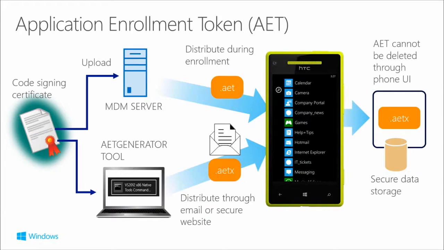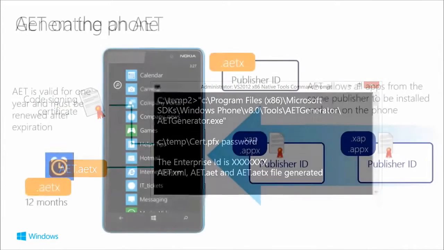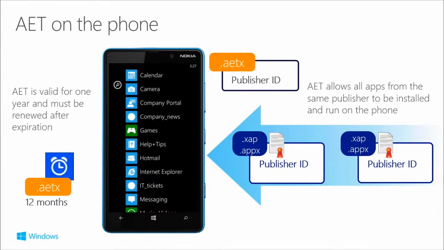So what you need on the phone is an application enrollment token. It's this little XML file with a signed publisher ID, which we use to check if the application can be run. You can distribute it through an MDM, or you can generate your own by using a tool which is installed with the SDK. And what happens then, every time you install an application, you sideload, we check if this publisher ID is available on the phone. This token is valid for 12 months.